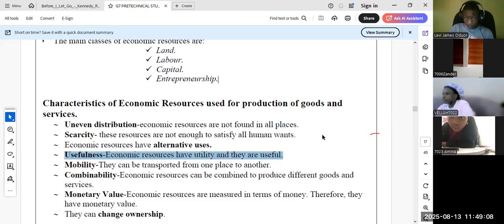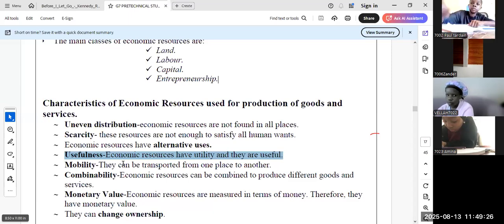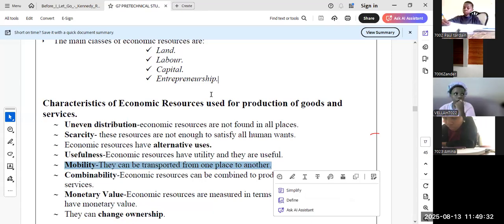Mobility. They can be transported from one place to another. Yes, some of these economic resources have mobility, from the word mobile, to mean can move from one place to another. Some of these economic resources can be transported from one place to another. Let's take, for example, capital. You can have money in Nairobi, move with the same money and travel to Mombasa, then to Kisumu, come back to Kajiado, go to Northeastern. You see, you are moving around with capital as a source of economic production, and in this case we say that it's mobile.